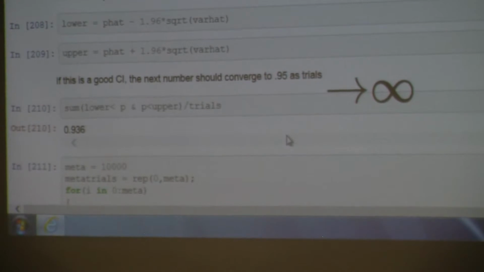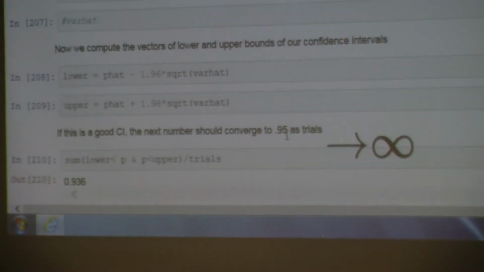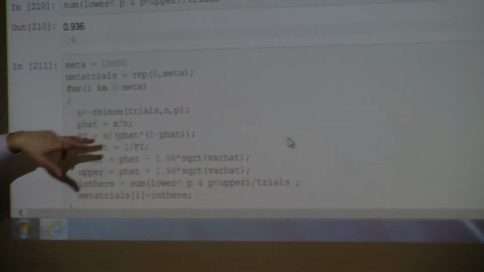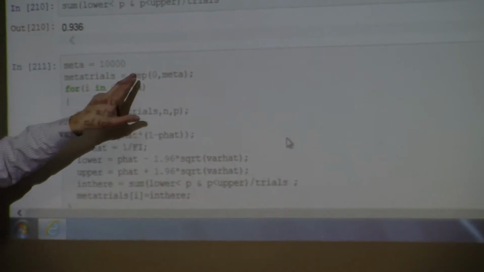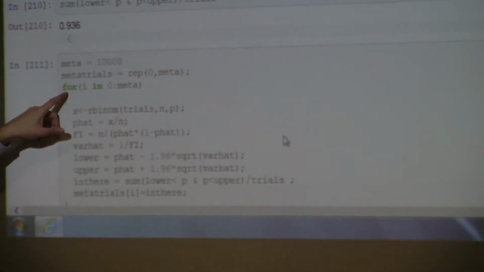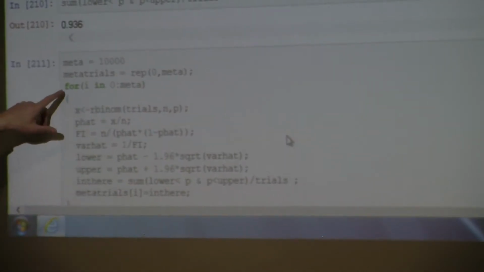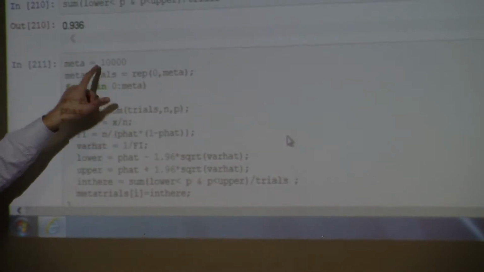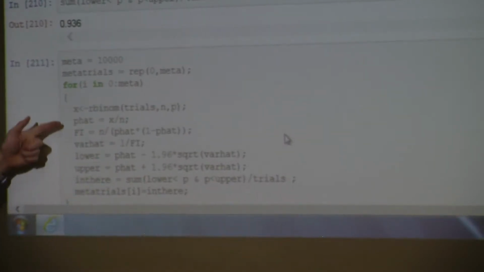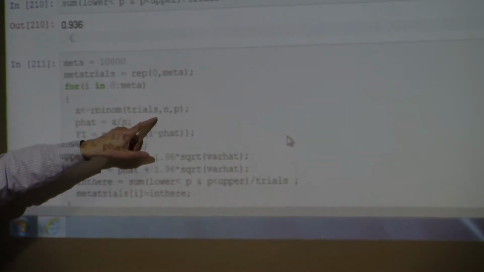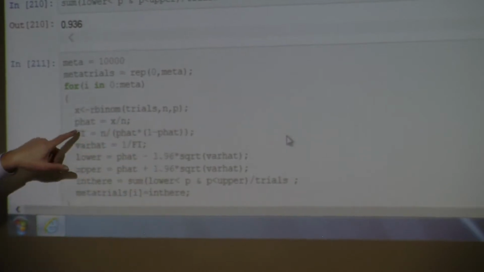So let's do that. Let's do all the steps I just did, but let's do it 10,000 times. So I'm saying this is the number of times I'm going to do that whole procedure. I make a vector to hold the answer, and then I say for i from 0 up to this number, just repeat the experiment I just did. Draw from the binomial distribution with 1,000 trials, n equal to 100, p equal to 0.1.